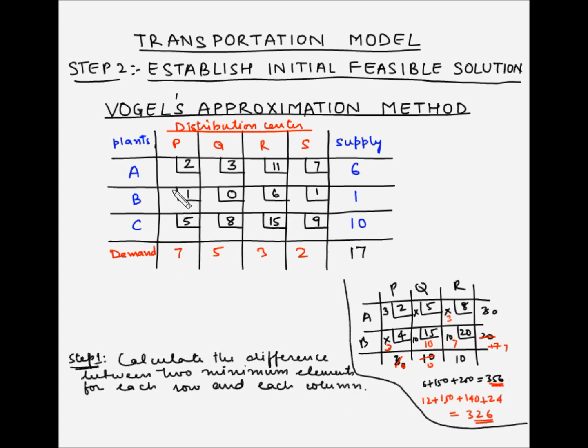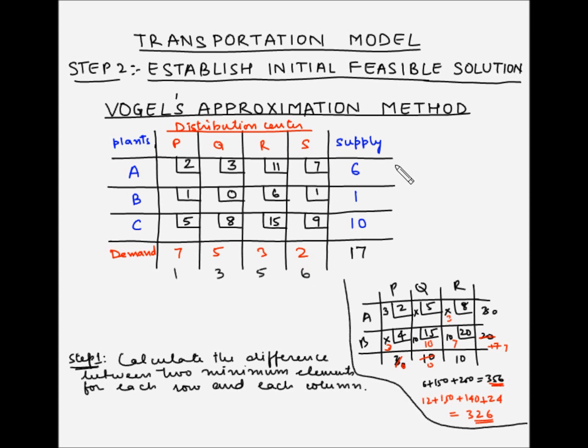So let's start with the column P. Now for column P, the lowest number is 1 and the second lowest is 2. So the difference between 2 and 1 is 1. So let's note down that here. For column Q, the lowest is 0 and the second lowest is 3. So the difference between 3 and 0 is 3. For third column, 6 and 11. So 11 minus 6 is 5. For the fourth column, S, difference between 1 and 7. So 7 minus 1 is 6.